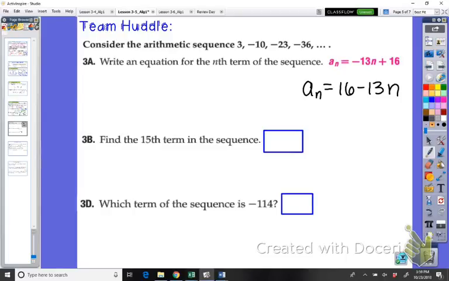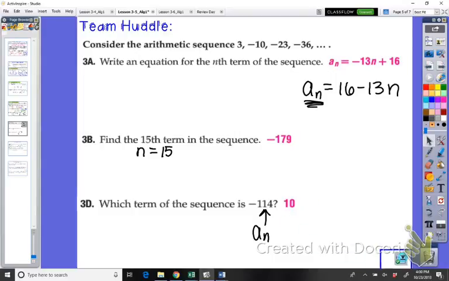Find the 15th term in the sequence. That is when you set n equal to 15 into your equation from 3a. And if you do the math, you get negative 179. And then which term in the sequence is negative 114? This gets replaced where the a sub n part is in the equation. And you solve for n, and you find that it's the 10th term.